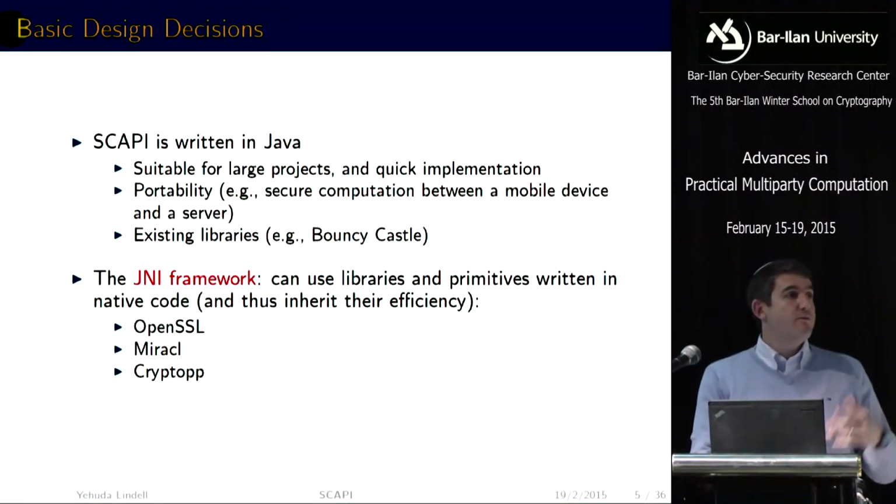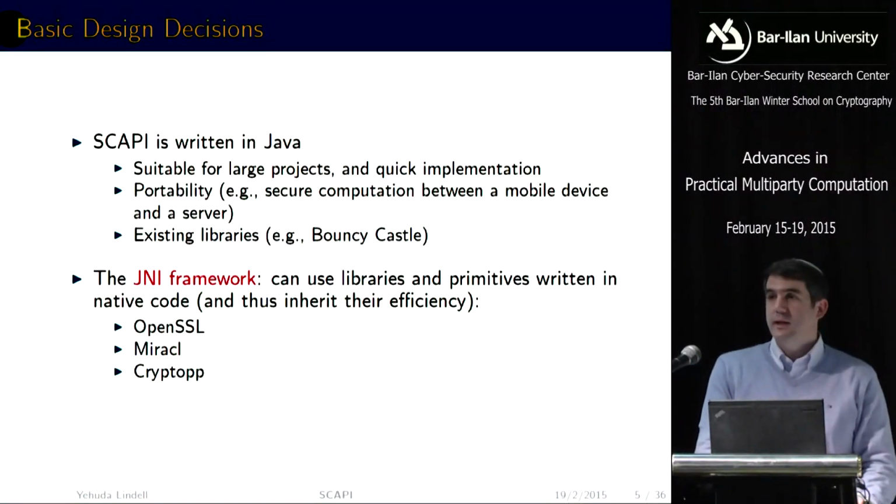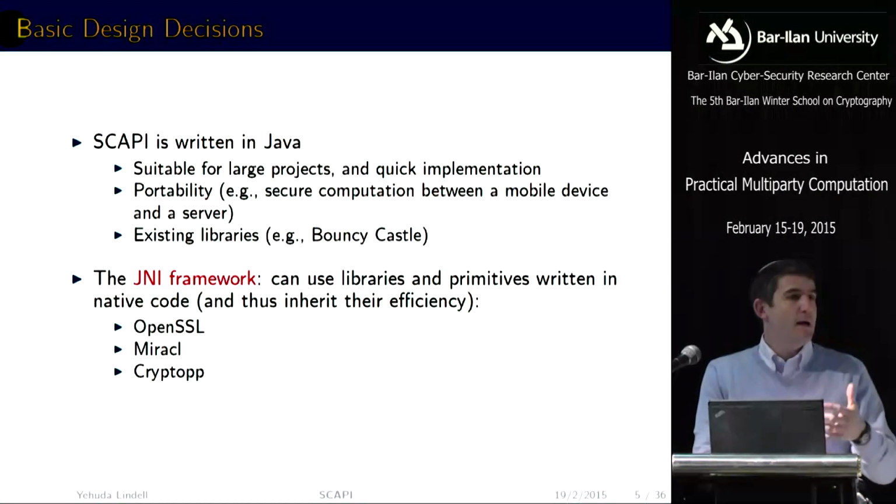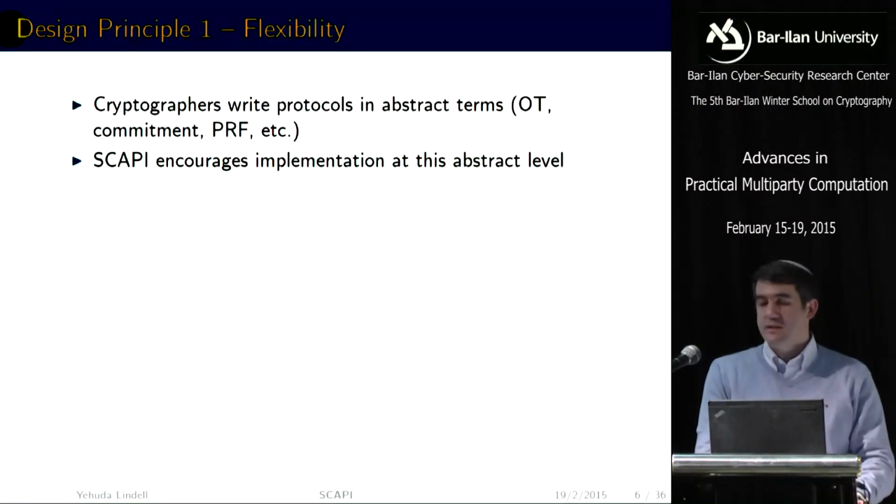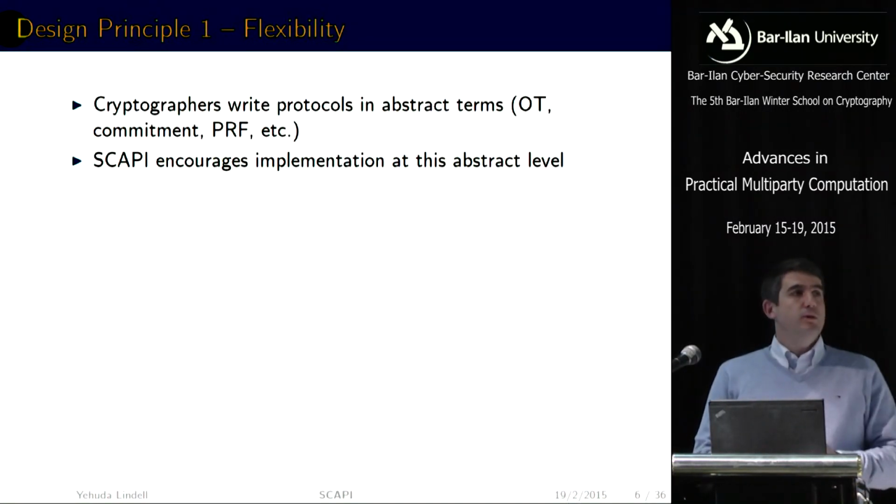We use libraries. We've wrapped and incorporated libraries. So we've OpenSSL, Miracl, Crypto++. A lot of that low-level functionality is wrapped inside SCAPI and so is available for use with the very high efficiency that it gives. So what are the design principles that we use when we build SCAPI?